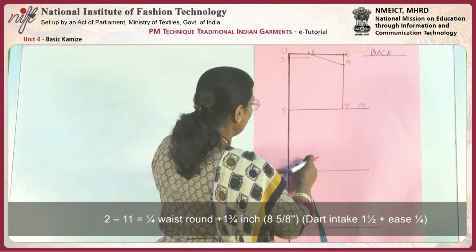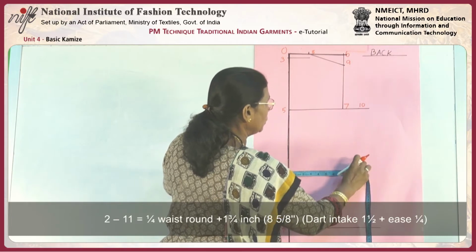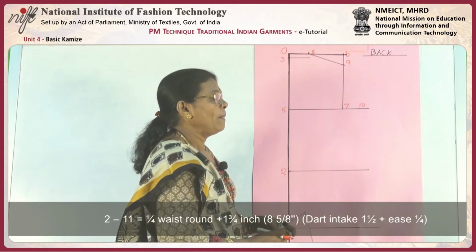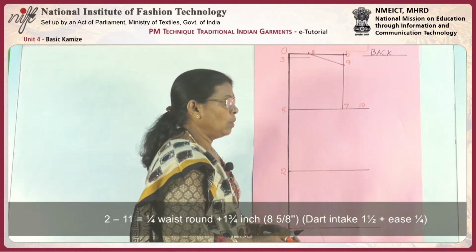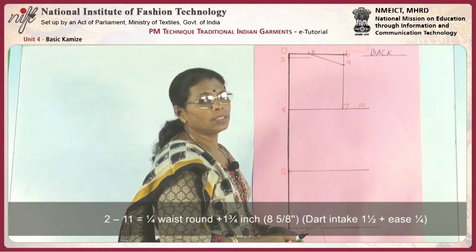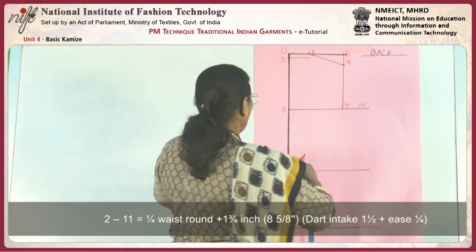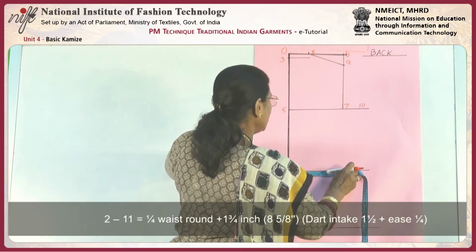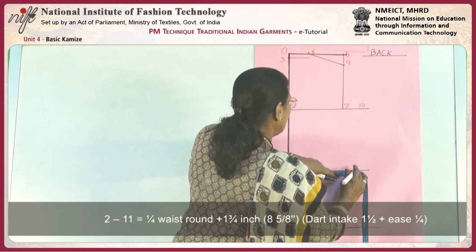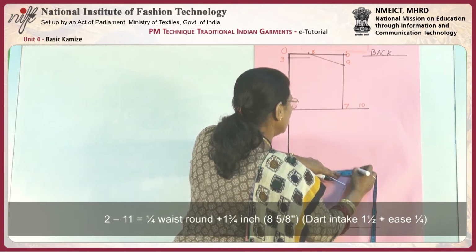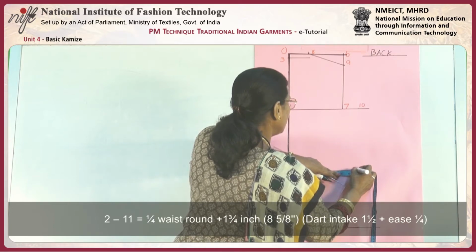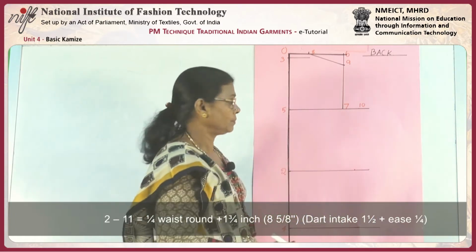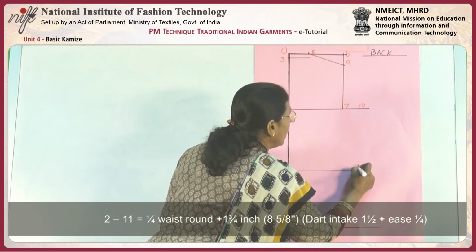And on the waistline, 2 to 11 is equal to waist by 4 plus 1 and 3/4. So waist by 4 is equal to 6 7/8, plus 1 3/4 is 8 5/8, and mark 11.